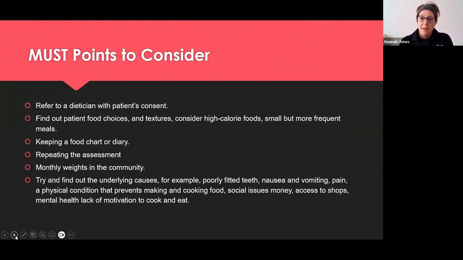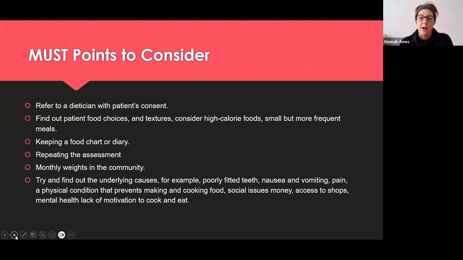You also need to verbalise some points which you're going to do on the back of that score. So within your holistic assessment, you could offer referring that patient to a dietitian, finding out their food choices, asking them to keep a food chart or a food diary. You're going to verbalise that you're going to repeat the assessment. You're going to do monthly weights in the community. And again, try and find out those underlying causes within your holistic assessment.